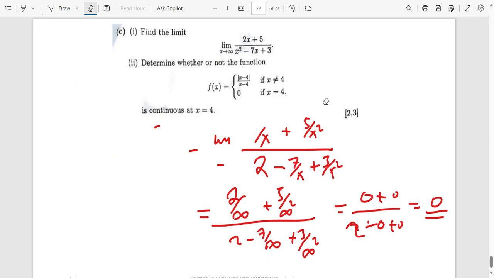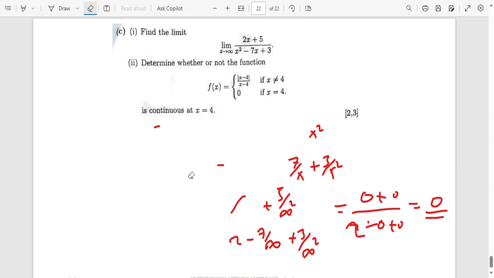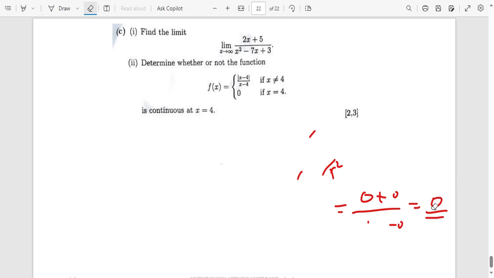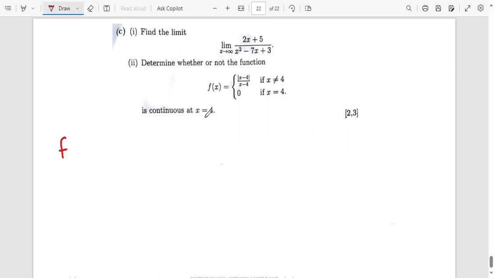Determine whether or not the function given here is continuous. There are 3 things that you do when you want to determine that a function is continuous at a given point. The first thing is, at that same given point, find out if the function f of that number is defined. So we want to find out if it's continuous at x equal to 4. So find out f of 4.